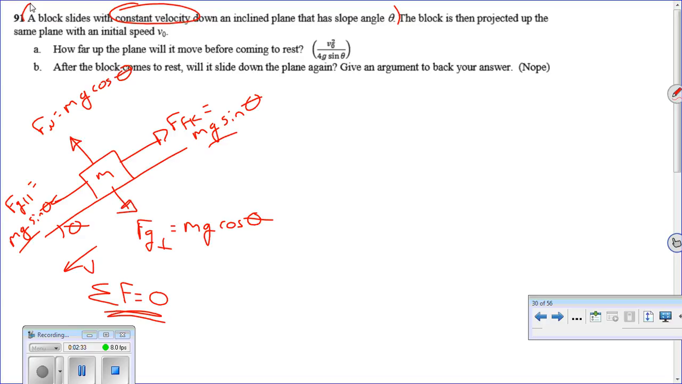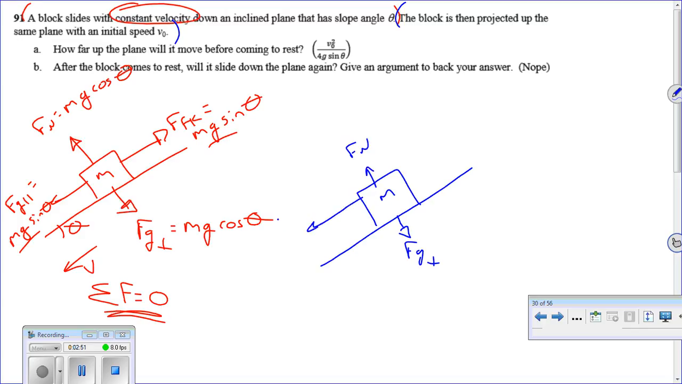So what's happening here is in the second part, it says the block is then projected up the ramp with an initial velocity of v0. So now we've got our block sliding up the ramp. So we're going to have an fg perpendicular and an fn. Those guys are going to cancel out. My parallel component will not have changed. It's still going to be mg sine theta.